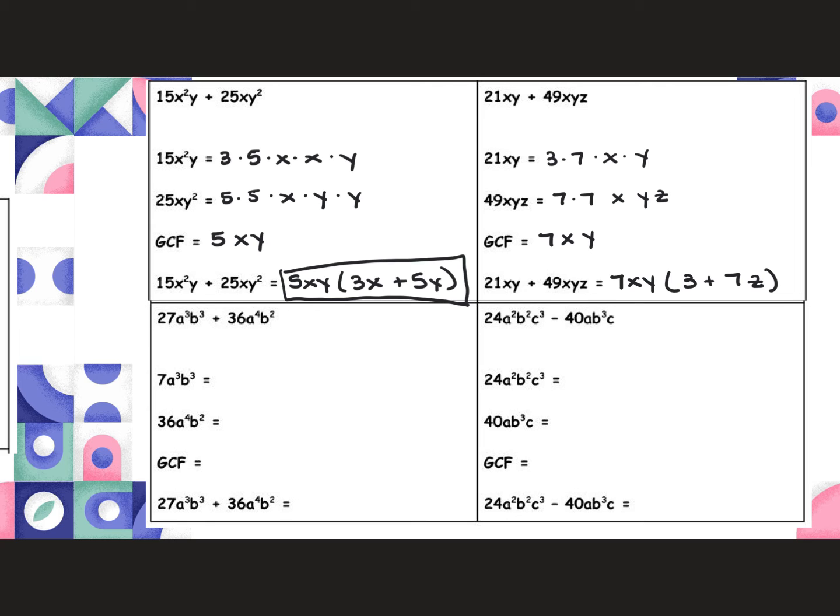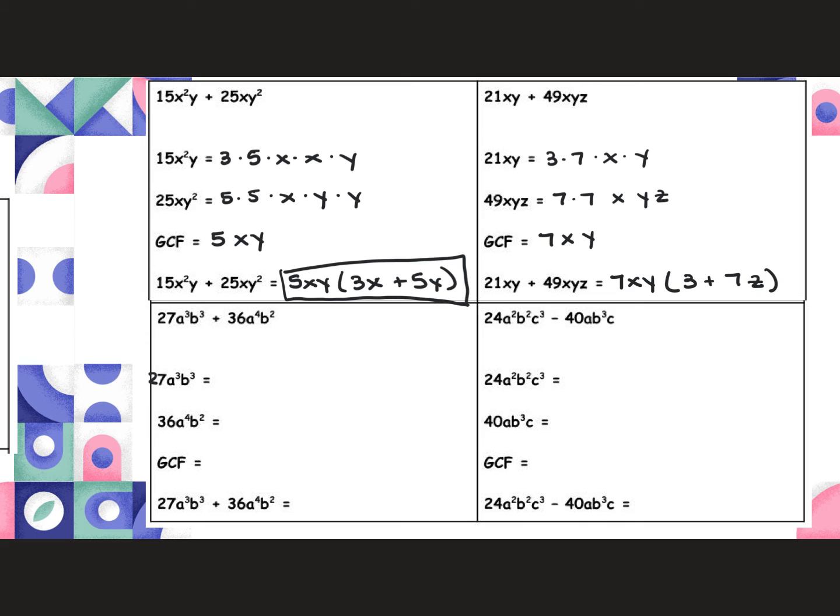All right. So now we have 27a cubed b cubed plus 36a to the 4th b squared. So for 27, sorry, I think I might have cut this portion off. I apologize about that. Don't know what happened to my 27 there, but that's okay.